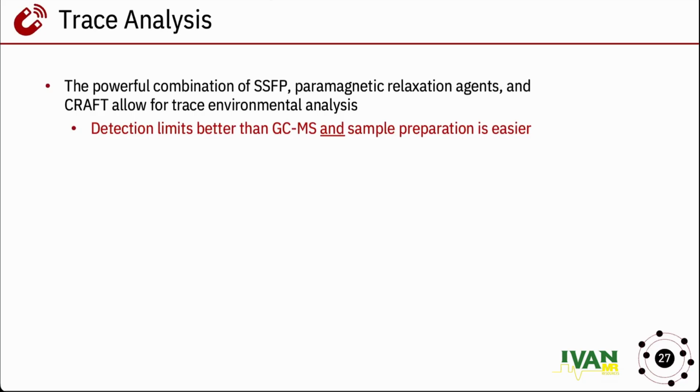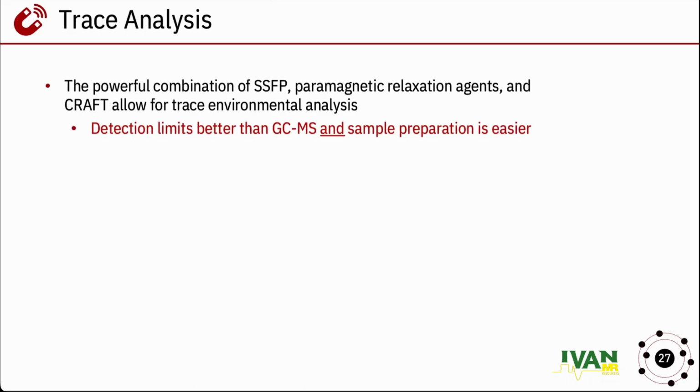So to put it all together, we're moving towards trace analysis by NMR. This has always been my goal. Can we do direct sample analysis using NMR of very, very low trace amounts of perfluorinated compounds? With the SSFP plus the paramagnetic relaxation agents, and in particular the use of CRAFT to recover those line shapes, we're doing much better than GCMS, and the sample preparation is much, much easier than what you might do for a mass spectrometry workflow.